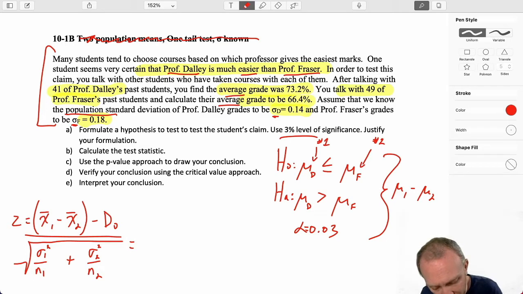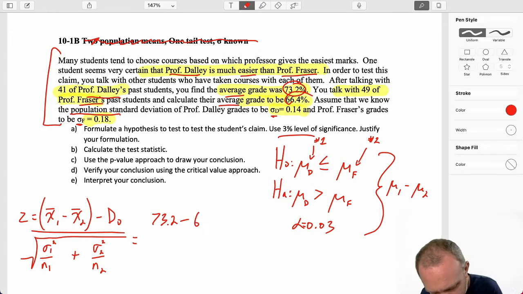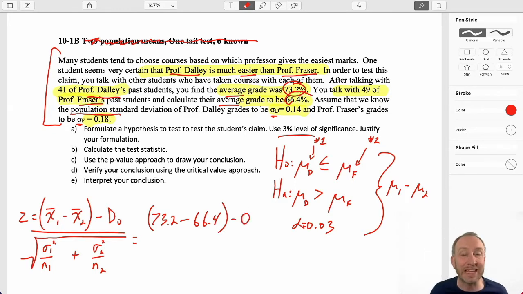So where are my averages? Professor Dally's average is 73.2. Fraser's is 66.4. Our hypothesized difference here is 0, once again, because we're not being given any specific magnitude of a difference. We're just testing to see if one is greater than the other. Okay?